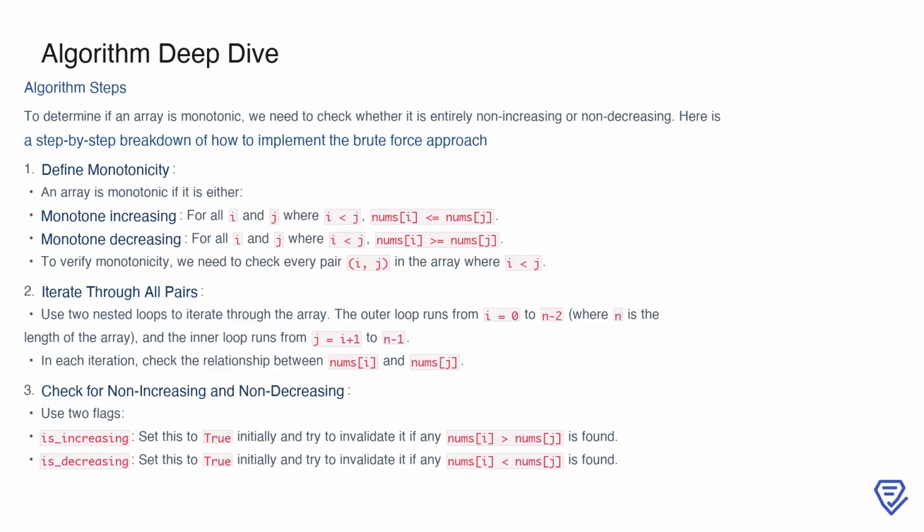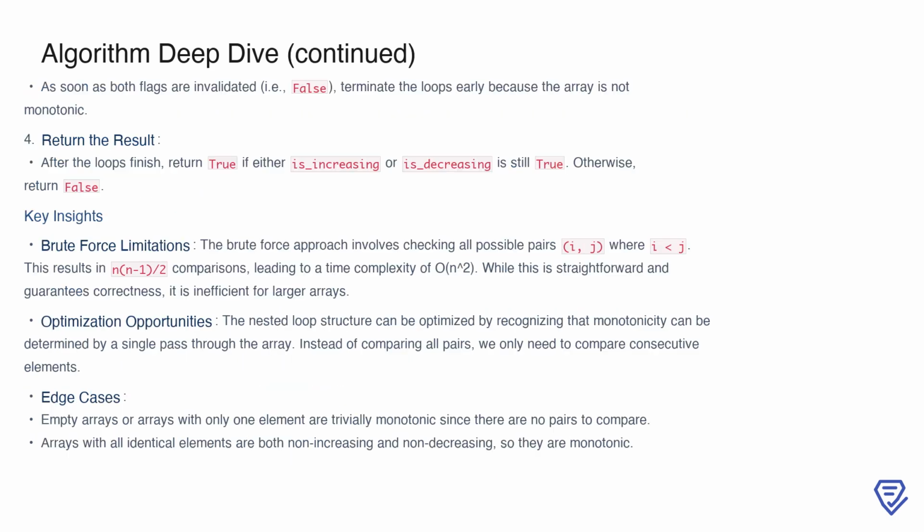The outer loop starts at the first element and goes up to the second to last, while the inner loop begins just after the current outer loop index and continues to the end of the array. For every pair, we check if the values indicate non-increasing or non-decreasing behavior, and we use flags to track these conditions. During this process, we maintain two Boolean flags, one to track if the array is monotone increasing and another to track if it is monotone decreasing. Both flags are initially set to true, assuming the array could be either.